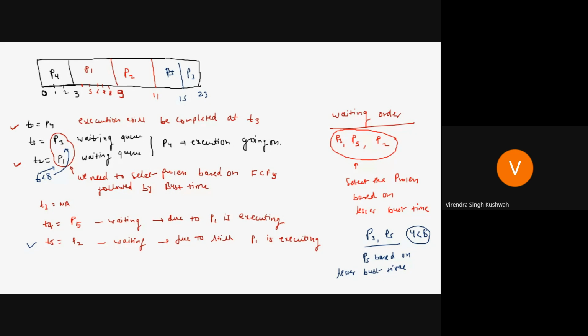So I've added 11 plus 4, that is 15. And now there are no more processes except the only P3. So P3 will be executed, and now P3 will be execution completed. We need to add 15 plus 8, that is 23 only. So these are the entire steps we have taken for the non-preemptive. Is this clear now? Tell me yes or no. Yes.